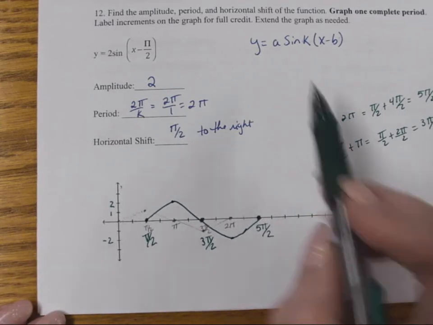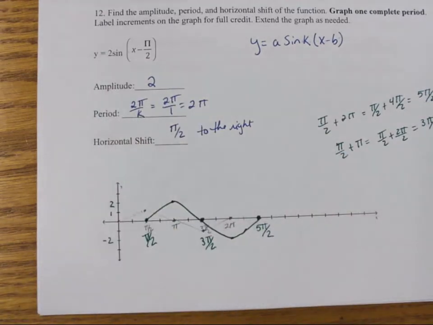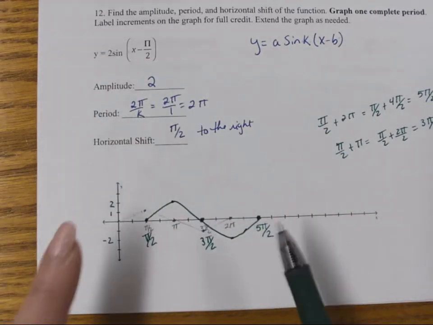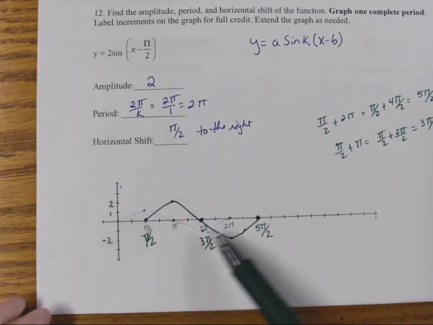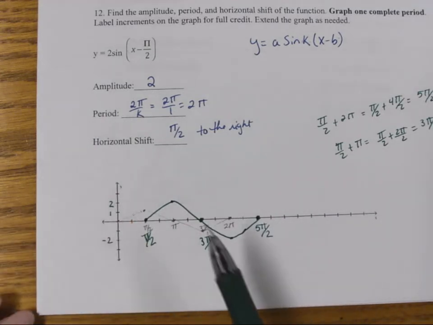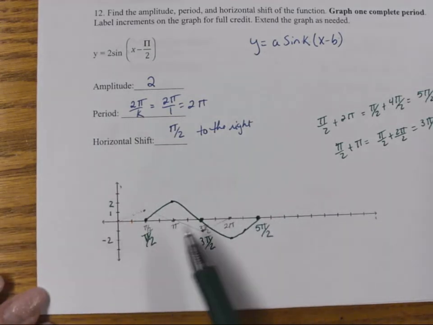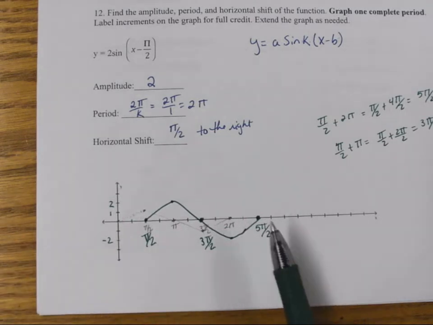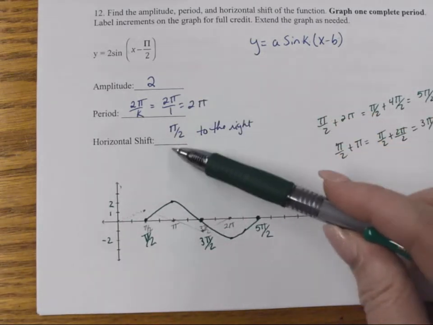So this would be the curve graph, one complete period. I don't want to see the entire thing that your calculator does. I want to know that you know what one period is. Make sure you're labeling your endpoints so I know that you know where it starts and ends, and answer your 3 parts.